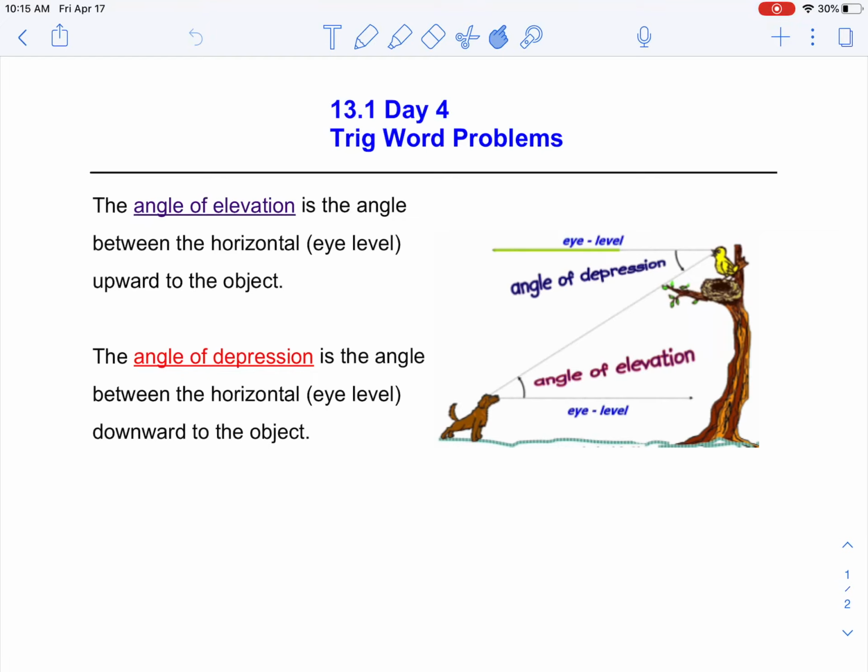The angle of elevation is the angle between the horizontal eye level upward to the object. The angle of depression is the angle between the horizontal eye level and downward to the object.